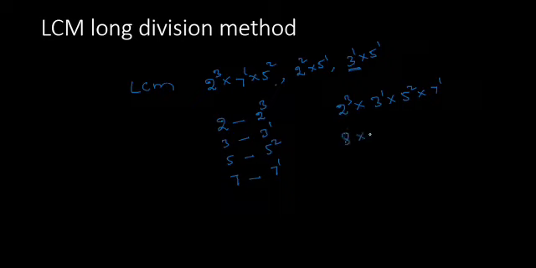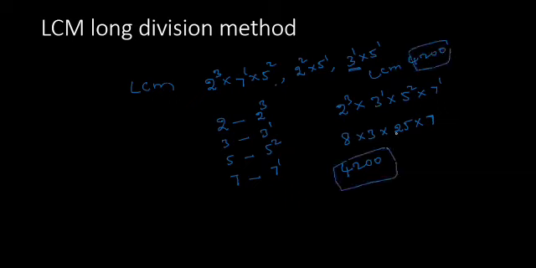2 to the power of 3 is 8. 8 into 3, 5 squared is 25. So 25 into 7. So that will be the answer here. Now you know that 8 into 3 is 24 and 24 into 25 is 600. 600 into 7 is 4200. So the LCM in this case is 4200. Okay. So the answer is 4200. I hope that you will be able to get it now.